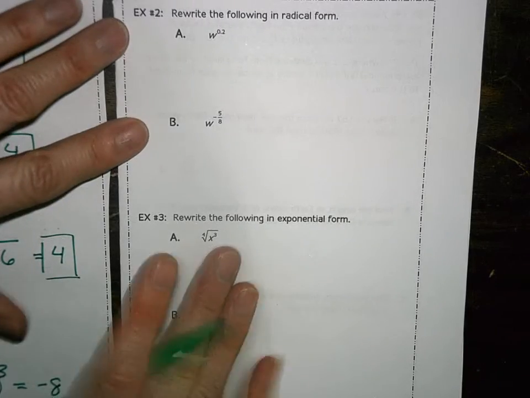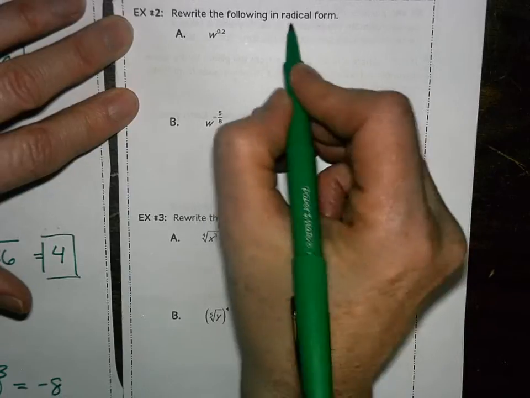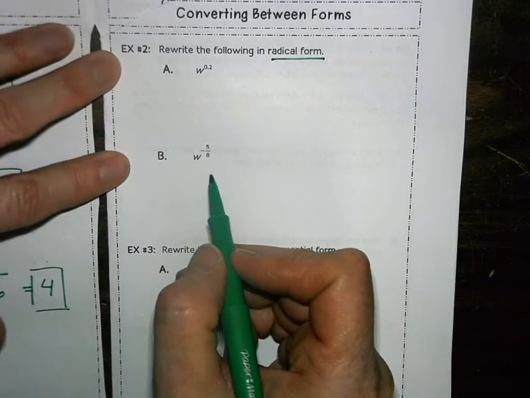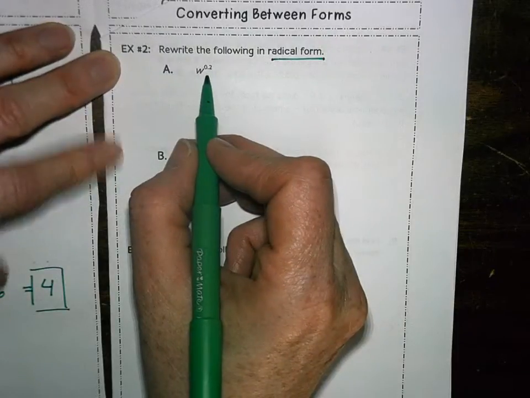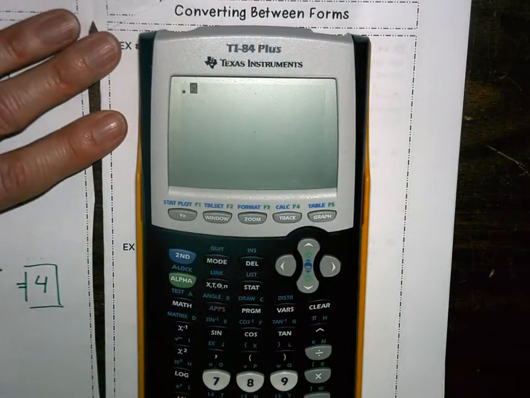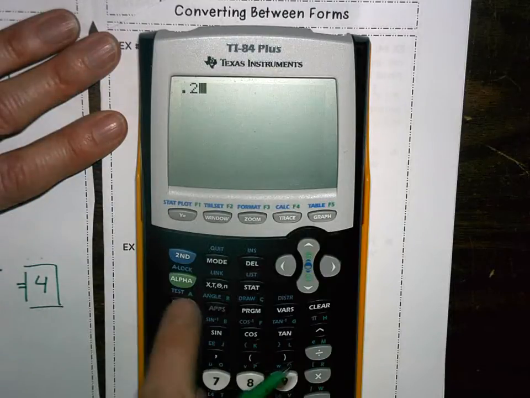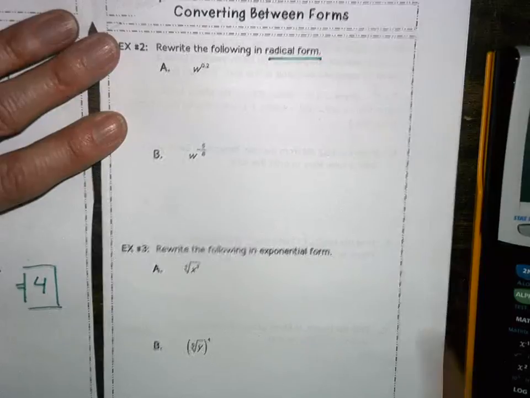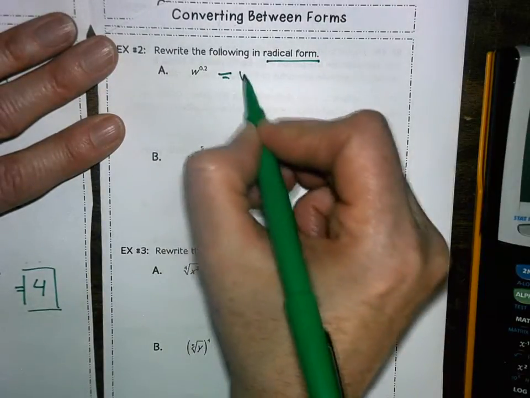Write the following in radical form. So it's in fraction, rational form, and you want it in radical form. So I look at this, and I have a decimal. Well, I wonder what that is as a fraction. And if I want to use my calculator to help me with this, I can say 0.2. What is that as a fraction? Hit the math button, hit the frac button, 1/5. All right, so that is equal to W to the 1/5.